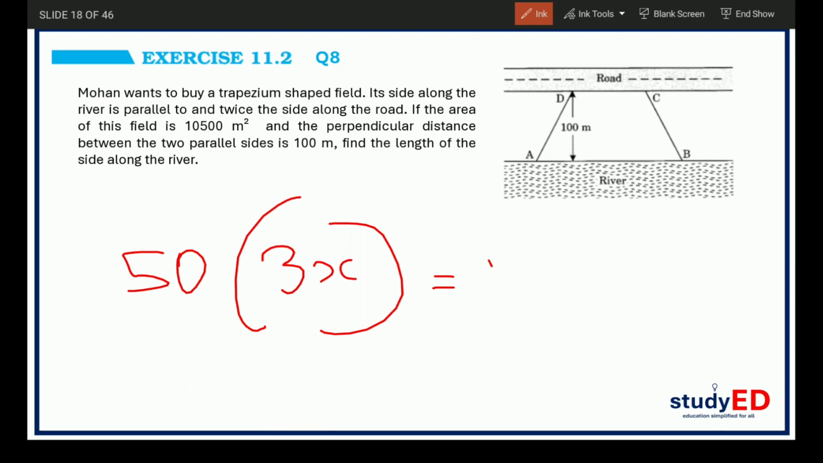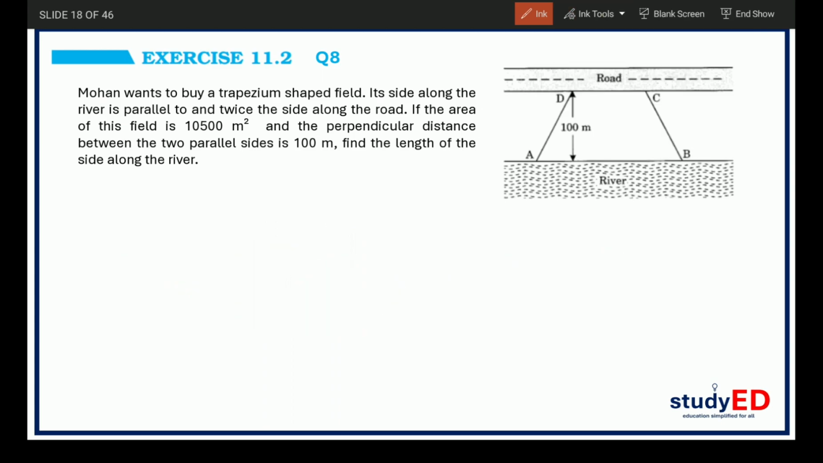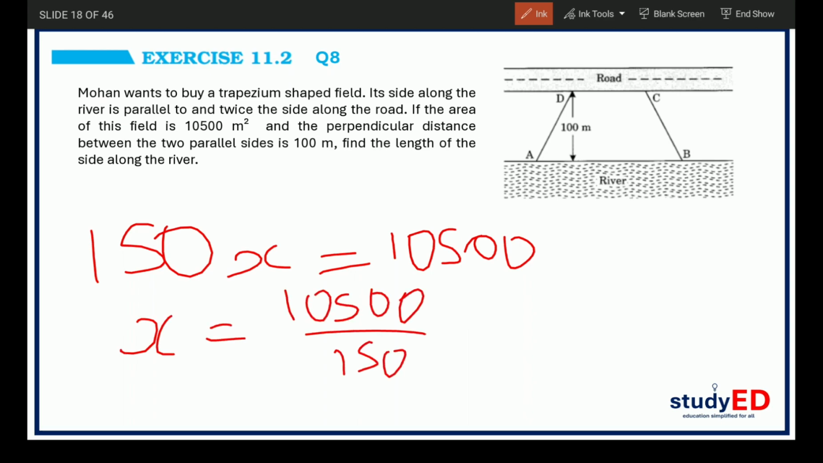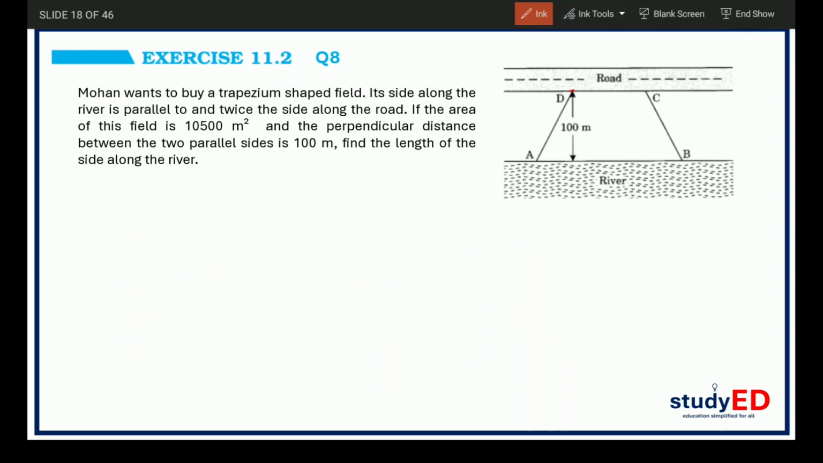So 50 into 3x is equal to 10,500 meters square. And now if we multiply it, it's 150x is equal to 10,500. So x is equal to 10,500 by 150. Cancel off the zeros over here. And then if we divide it, we then get 70 meters. So now we have got that x is 70 meters. That means DC is going to be 70 meters.